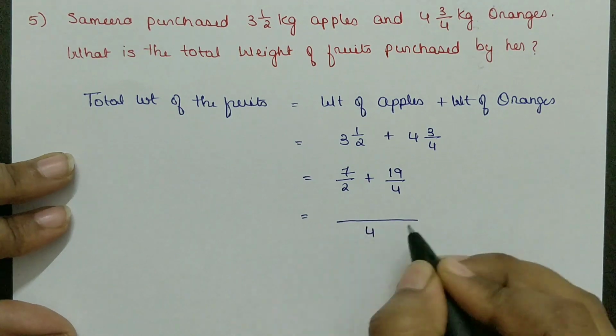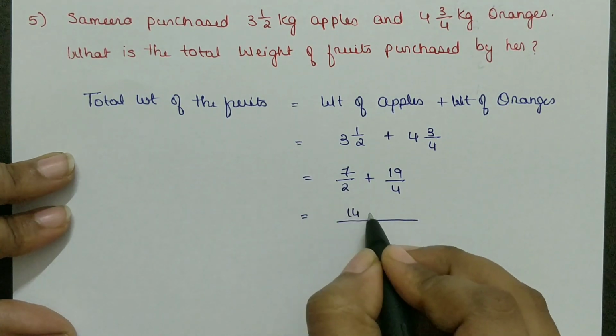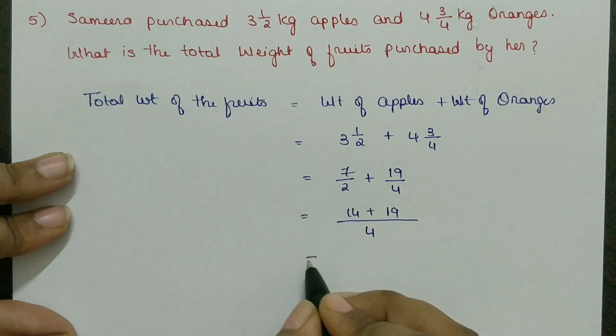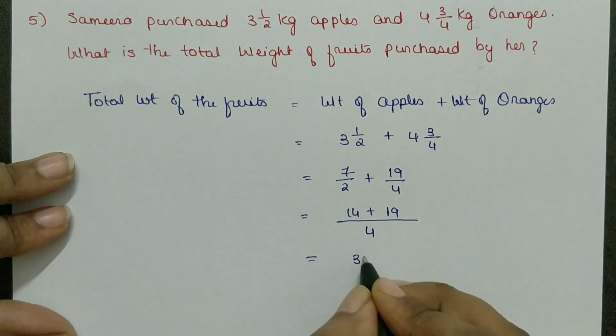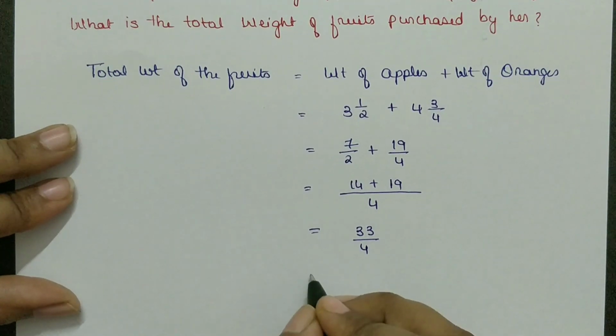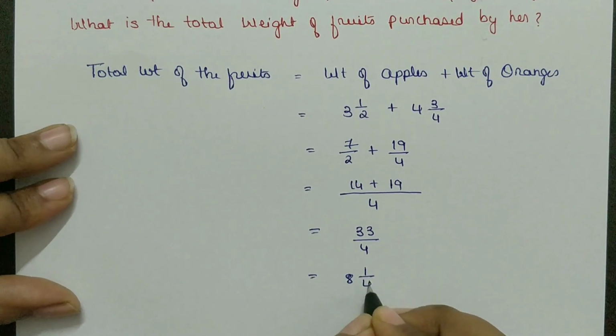is 4. 2 goes 2 times 7, 2 is 14, plus 19, equal to 14 plus 19, 33 by 4, equal to, in mixed fraction, 8 1 by 4 kgs.